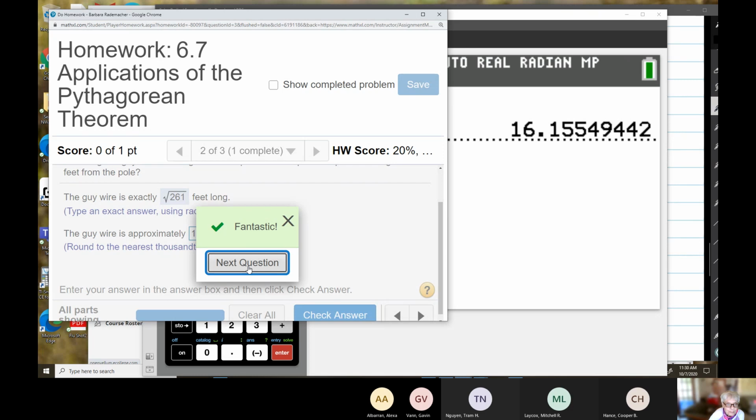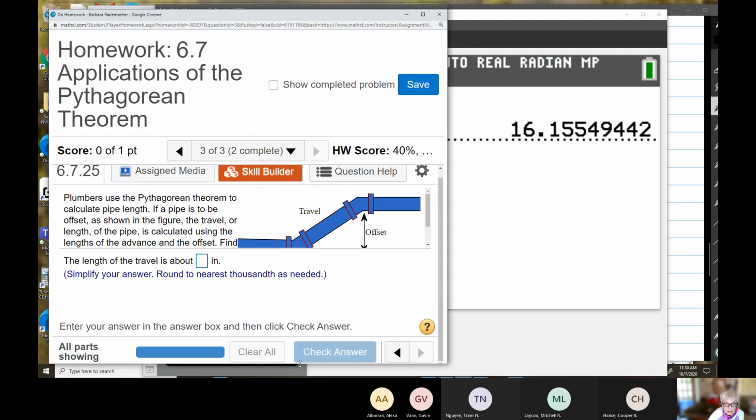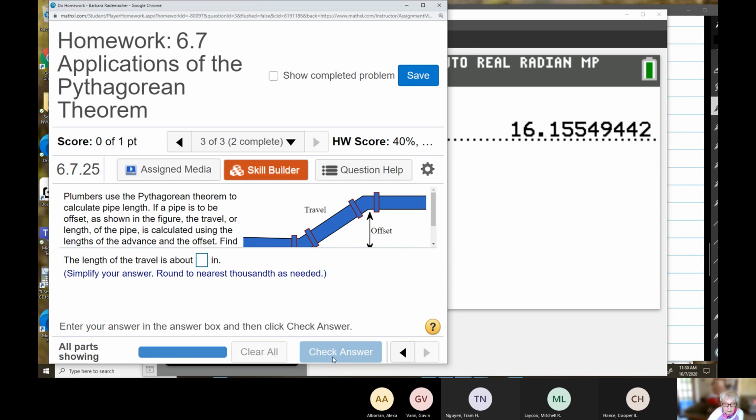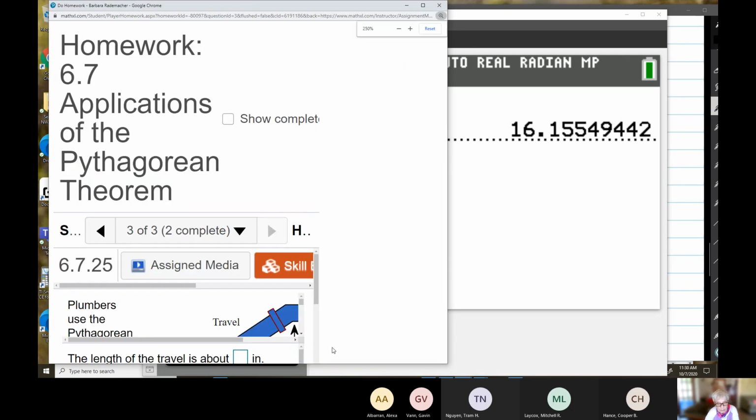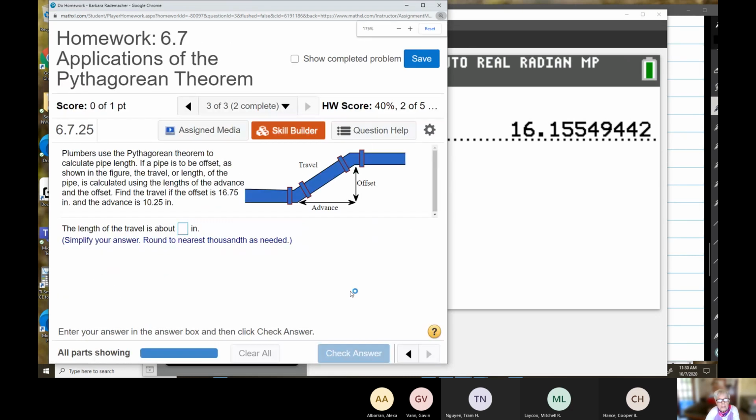Yay! One more. Okay, got to make that smaller. Oh, I'm making it bigger.